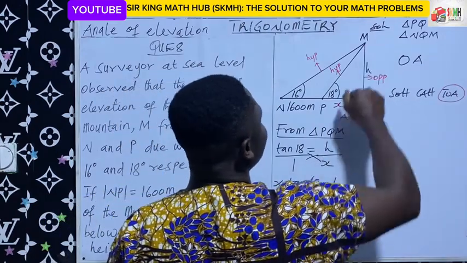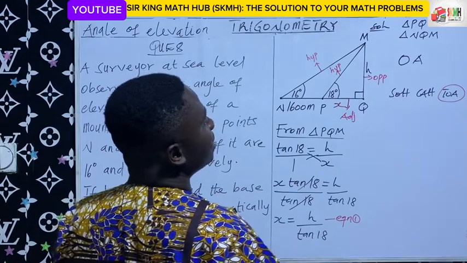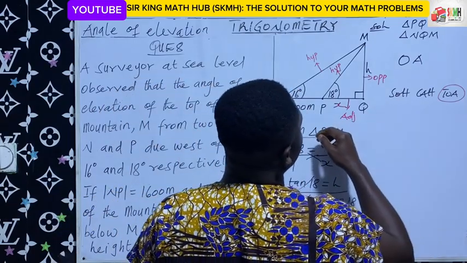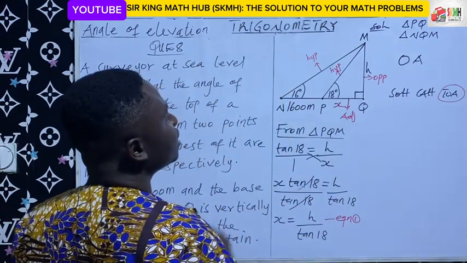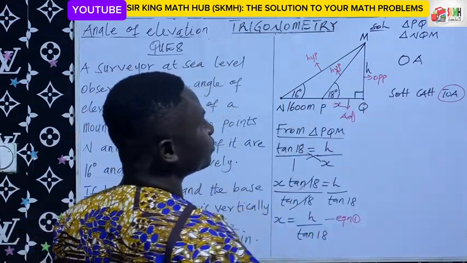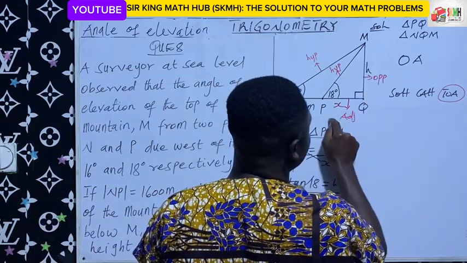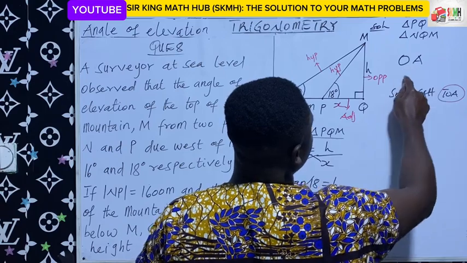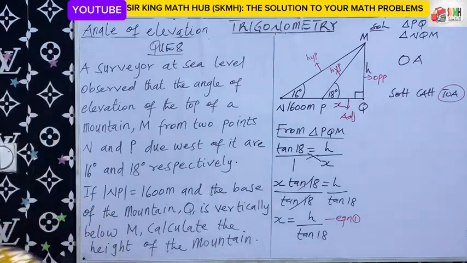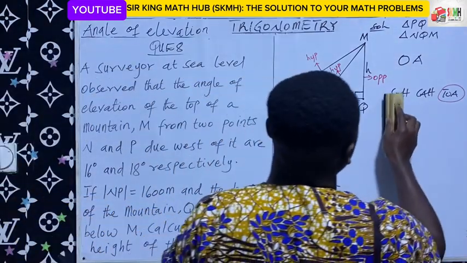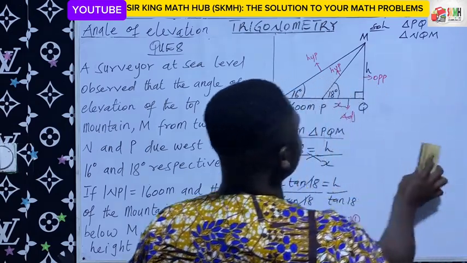So to calculate the height of this mountain using the bigger right angle triangle, that is triangle NQM, we have our opposite and we have our adjacent. So opposite, adjacent. From SOHCAHTOA, we still have to use TOA. And what does TOA say?